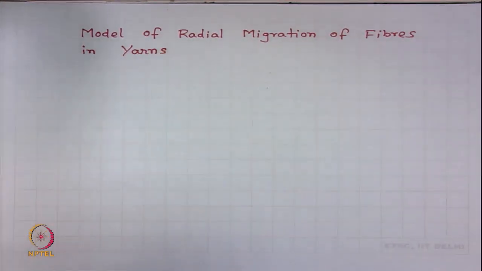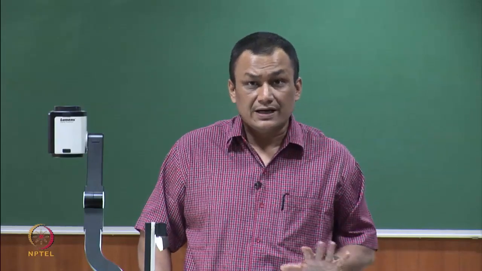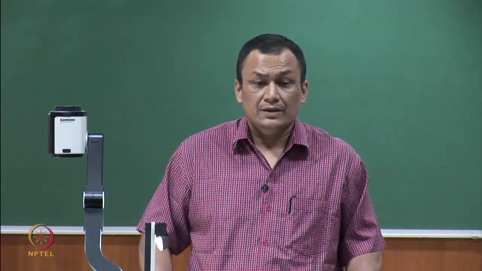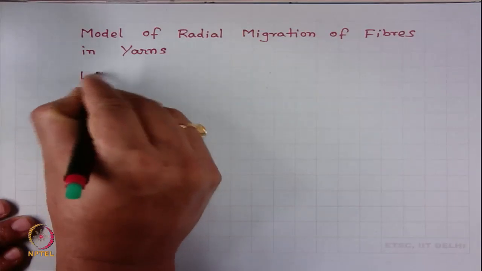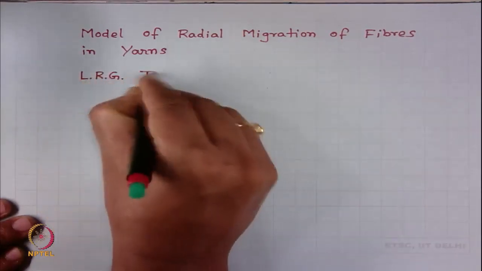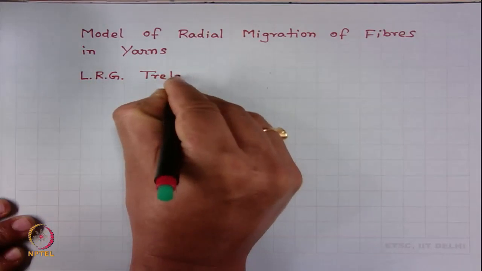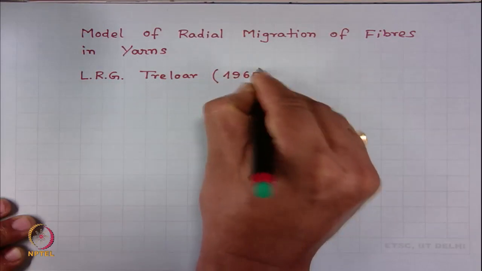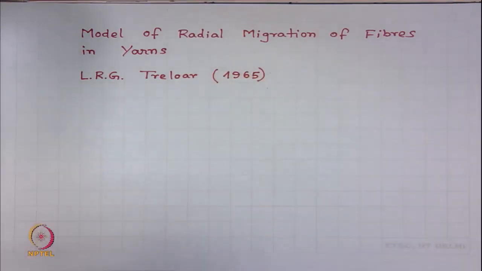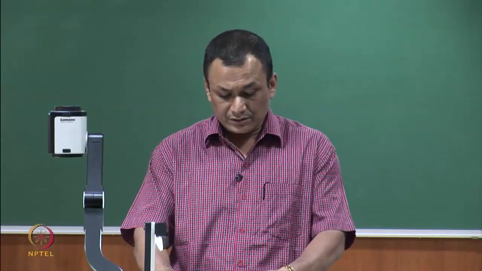Model of radial migration of fibers in yarn. Probably the first theoretical concept on radial migration of fibers in yarn was given by L. R. G. Taylor. This model was published in the year of 1965. We will first discuss Taylor's model.